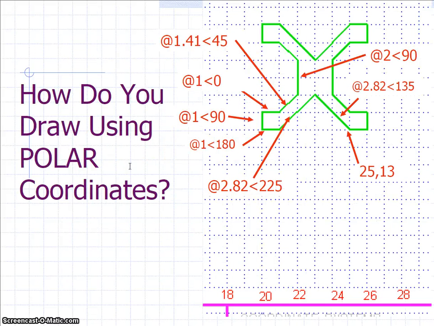And then, oh sorry, here's an example of how to use the polar. So if I'm starting here, I'm going to tell it, using my absolute coordinates, start at 25, 13. And then I'm going to say, okay, I want you to go up 2.82 at an angle of 135. I get this quite often. Why is it 2.82? Because of the Pythagorean theorem. A squared plus b squared equals c squared. So if you take 2 times 2, which is 4, 4 plus 4 is 8, you take the square root of 8, you get 2.82.